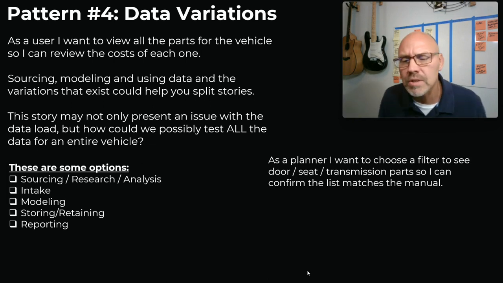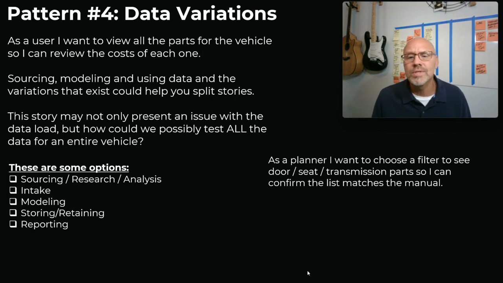So maybe the story gets split and it reads something similar to this. As a planner, I want to choose a filter to see a door, seat, transmission. And even when I say choose a filter, I'm kind of prescribing that to the team, but the team may have said, hey, we understand what you're looking for when you just want to choose door parts to view, to confirm them to the manual. So the team may have contributed the word filter here. As a product owner, you want to try to stay away from that. You just want to leave it at door, seat, transmission part, and then the value there, so I can confirm the list matches the manual.